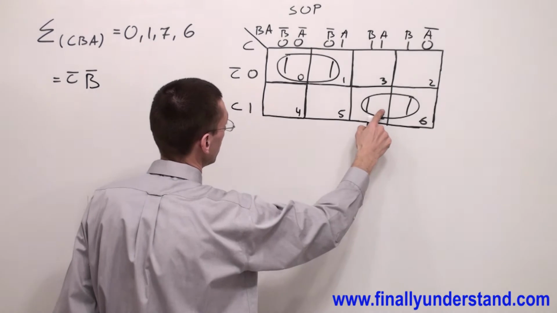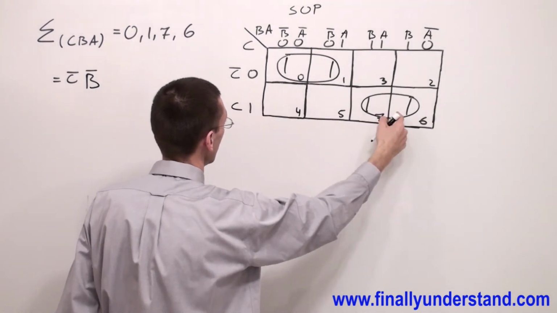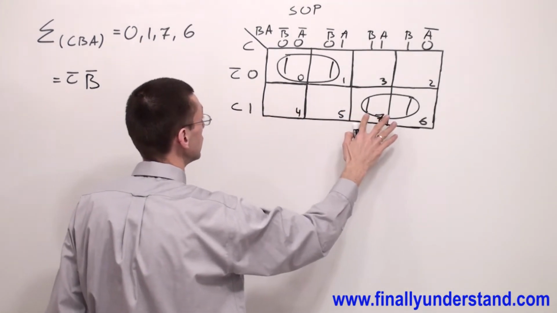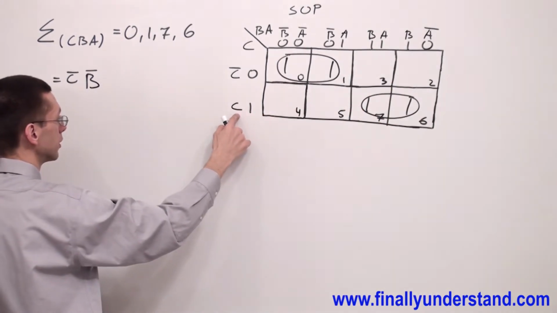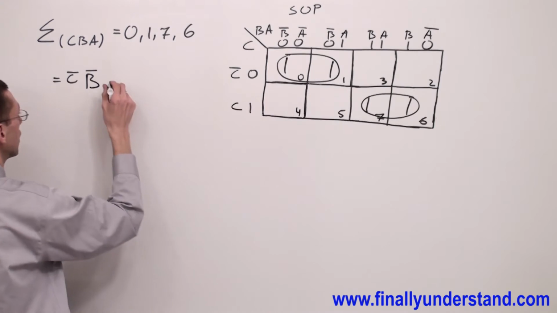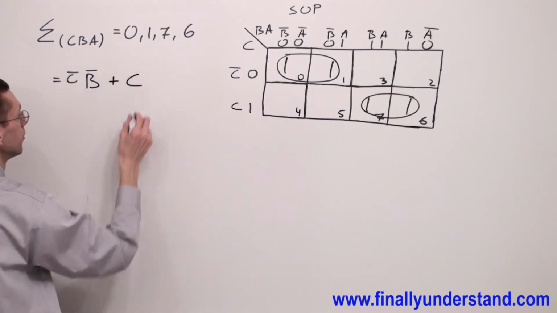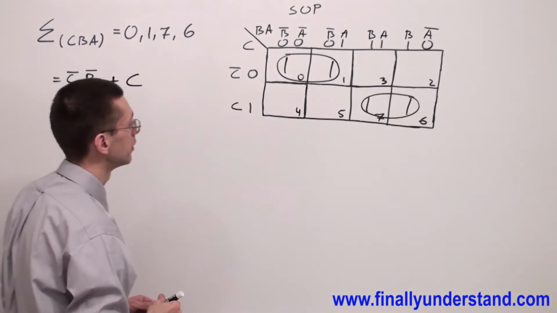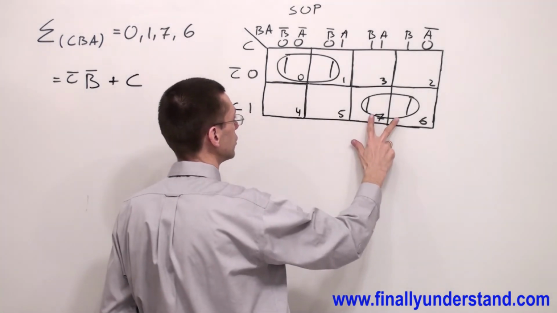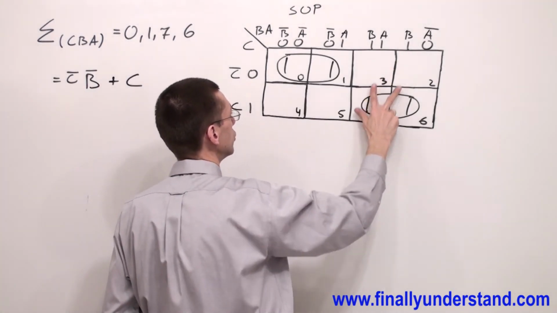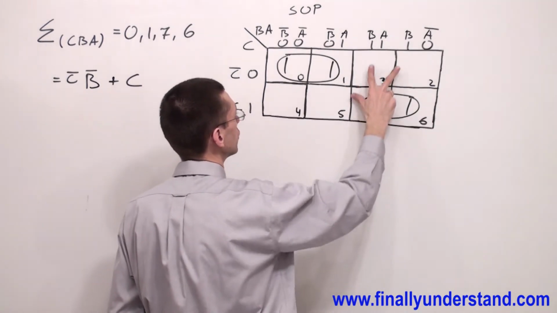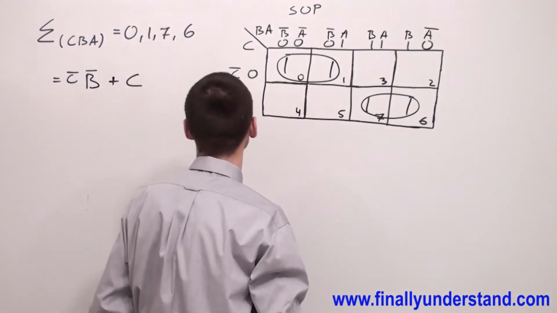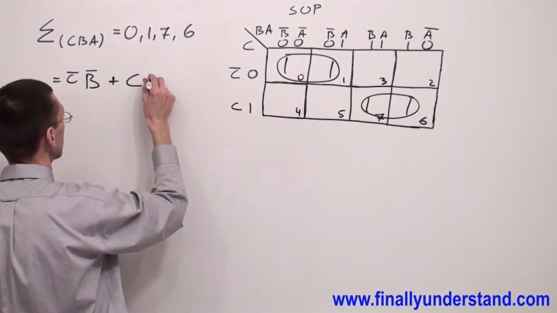Next group is placed in one row and two columns again. So I have to copy down everything, whatever is at the side of this column. This is nothing else, just C. And this group is placed in two columns, and the common variable for these two columns is B. Remember, we ignored the complements.